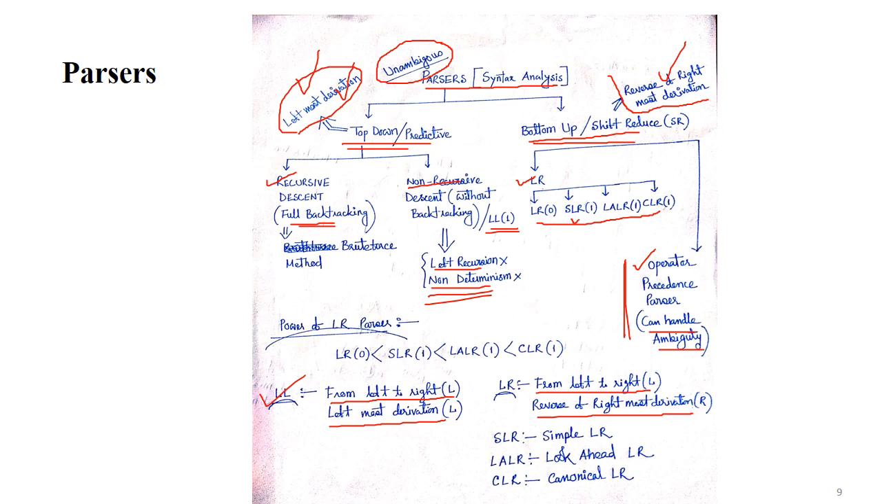Now we have SLR, LALR and CLR. The full form of SLR is simple LR. The full form of LALR is look ahead LR, and the third, CLR, represents canonical LR. The power of all these LR parsers is written here. You can see LR0 has the lowest power, and canonical LR has the highest power and precedence among these LR parsers.